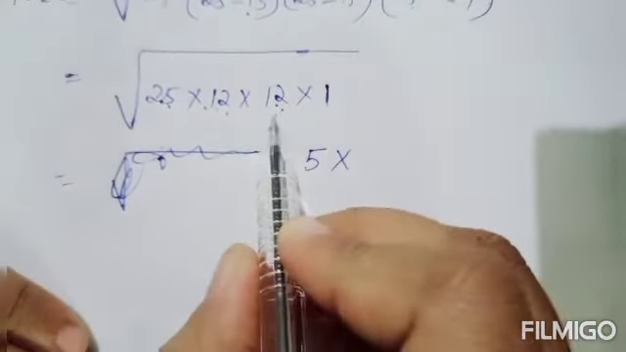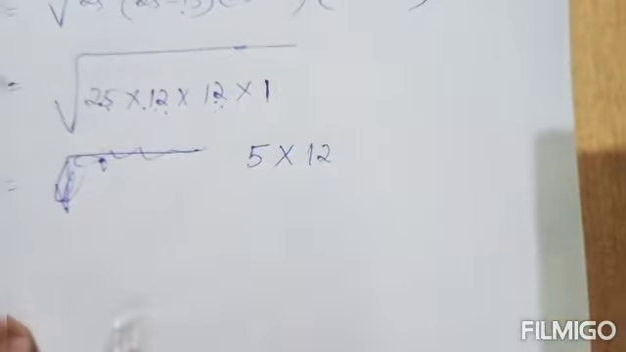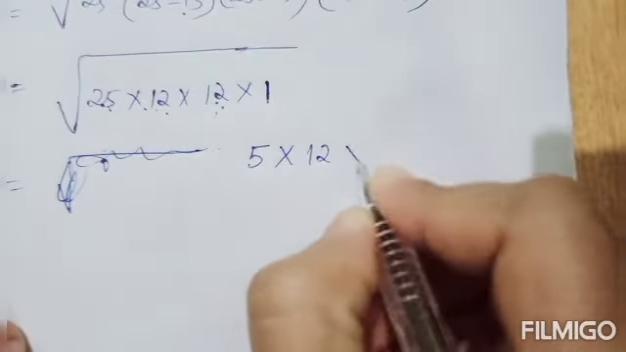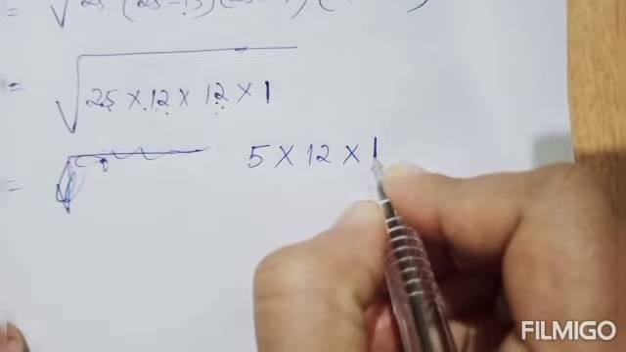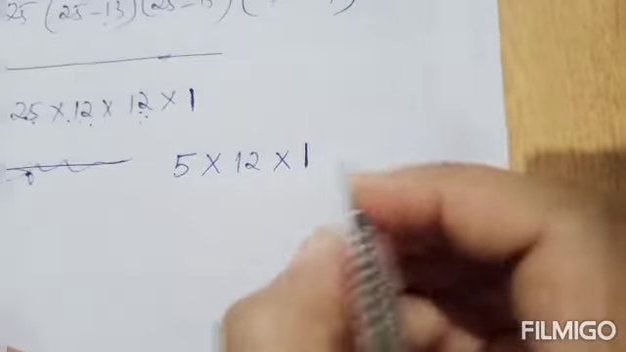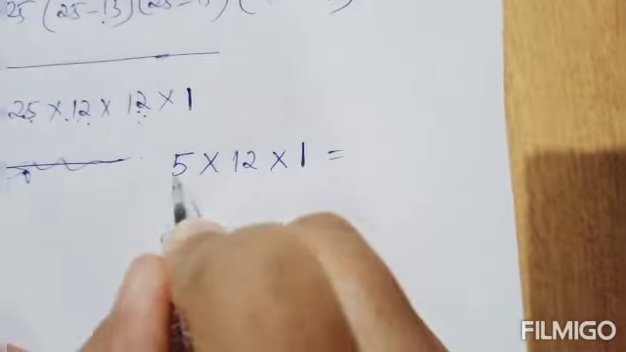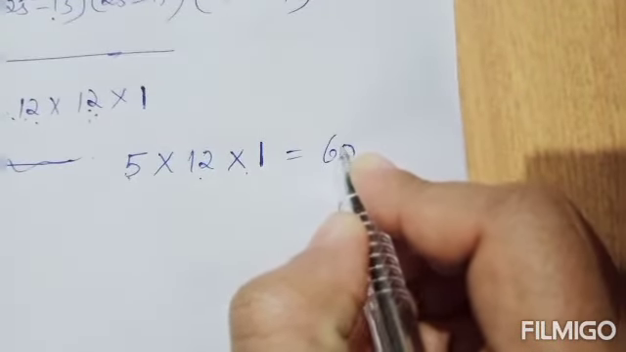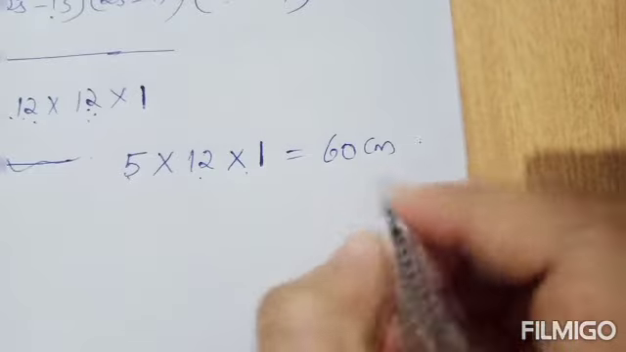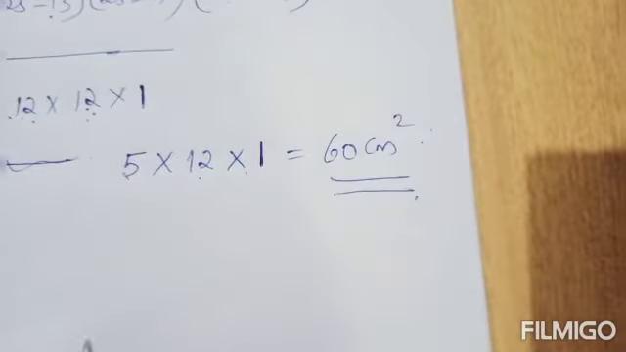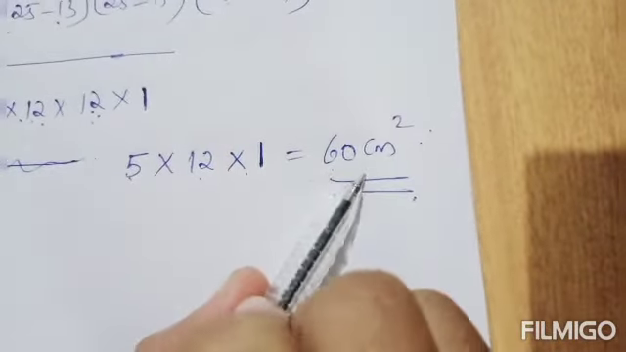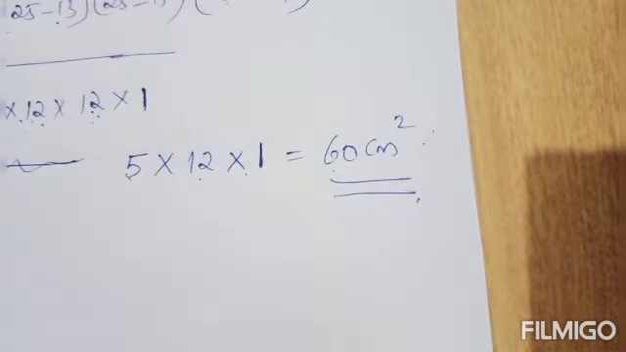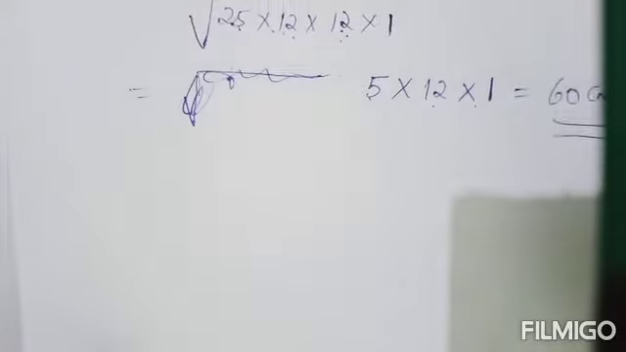Okay, so 12 twice is coming, so one time you can take outside, into root of 1. Root of 1 is 1, so 1 into 1 we will get 1. Now 5 into 12 into 1 you will get 60, and the unit is centimeter square. So 60 centimeter square is the area of that triangle. Okay, 12th question done.